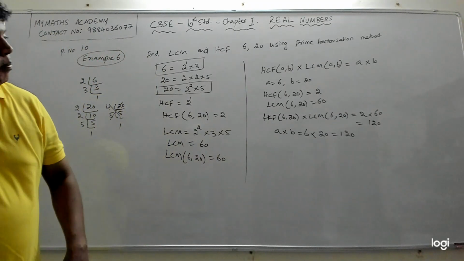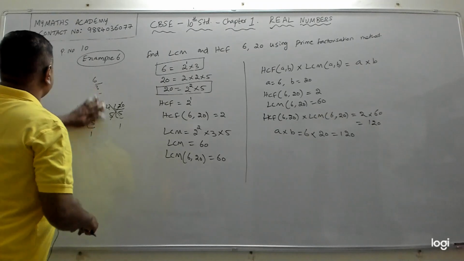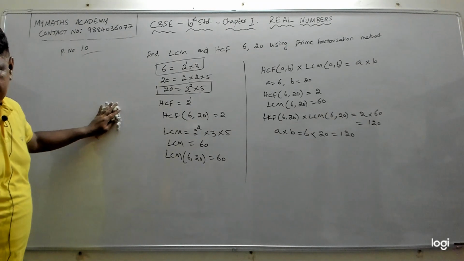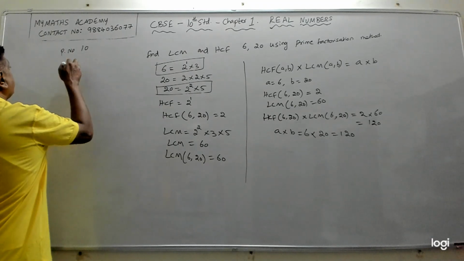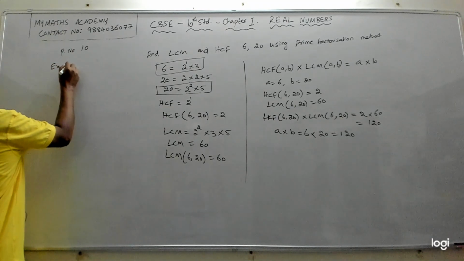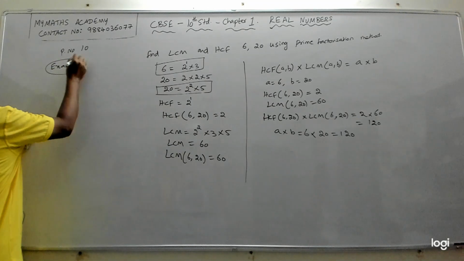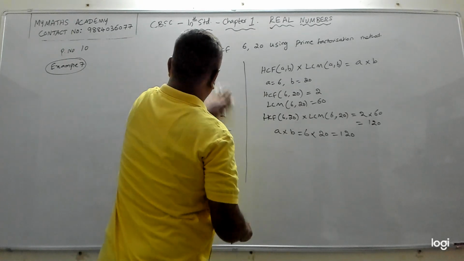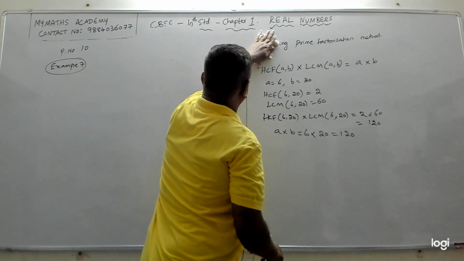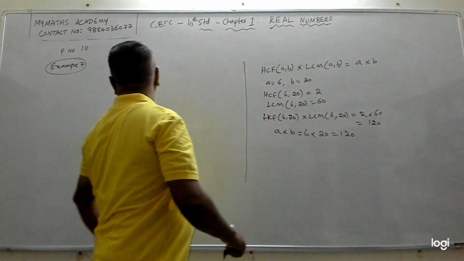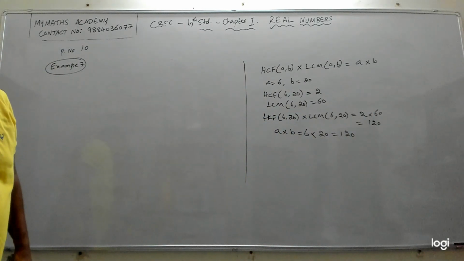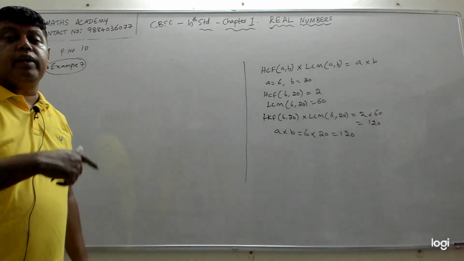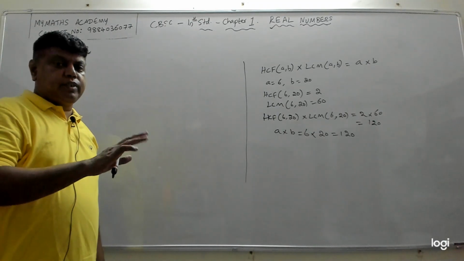So what is given in example 7? We'll go to example 7. Now you can understand example 7 in a much better way. Now we are going to example 7, the same page number 10. What is example 7? Example 7 says: find HCF of 96 and 404 by prime factorization method. Hence find LCM. First we have to find the HCF.